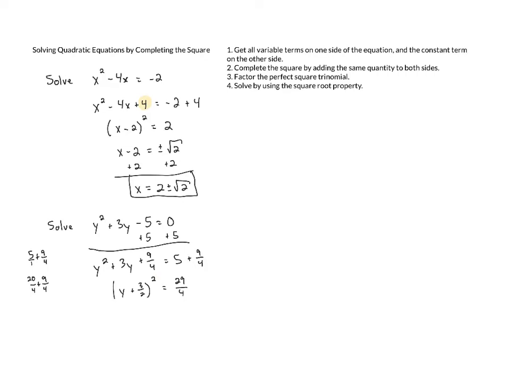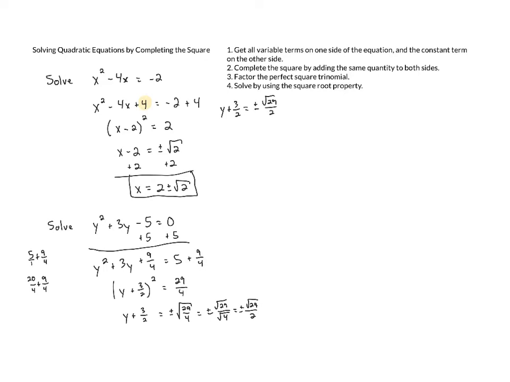When we take the square root of the left-hand side, we get y plus 3/2. On the right-hand side, when we take the square root, we get plus or minus the square root of 29/4. However, we can split that up into the square root of 29 over the square root of 4, and the square root of 4 is just 2, so that right-hand side simplifies into the square root of 29 over 2, plus or minus. So I'm going to write this up here. We've got y plus 3/2 equals plus or minus the square root of 29/2.